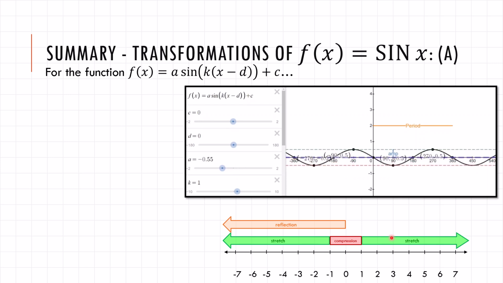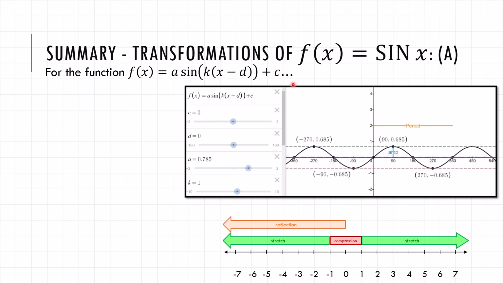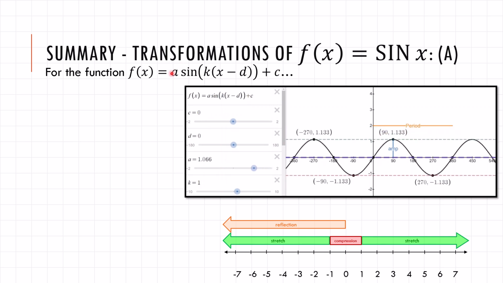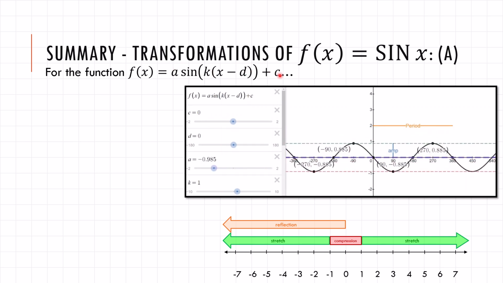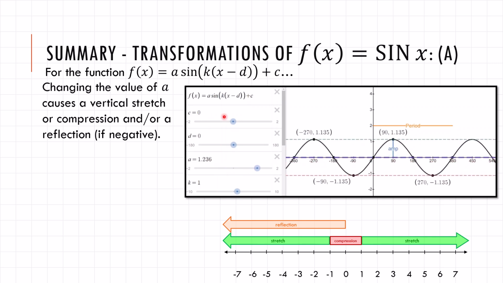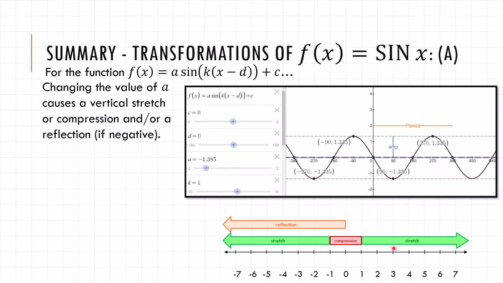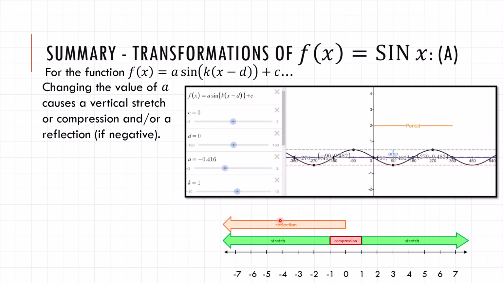Looking at those a little bit more in detail, we learned that there is a function template which we can use, which looks like this, where a, k, c, and d are specific numbers that will change what the graph of sine x looks like. If you change a, that causes a vertical stretch or compression. Or if it's negative, it causes a reflection.